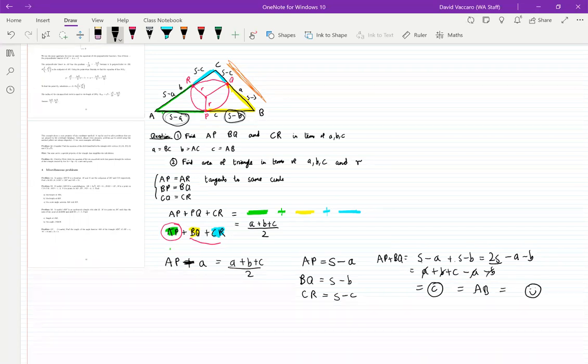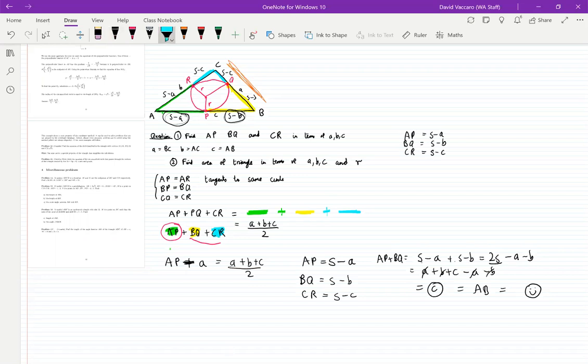Okay, so the machinery is working. So for the first question here about my incircle, AP is S minus A, BQ is S minus B, CR is S minus C.